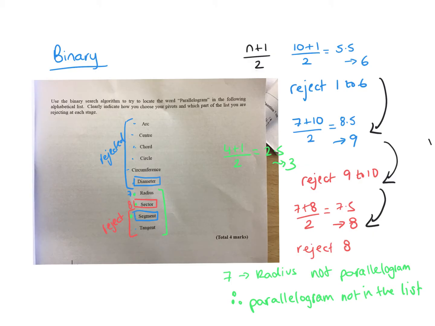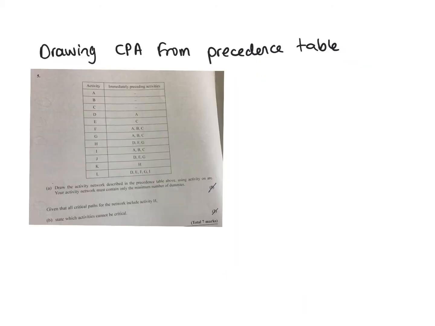Right, so drawing critical path analysis from a precedence table. Sometimes this can be quite difficult. What we just have to know is that there's a few things we have to take note of. Always draw in pencil and do not be afraid to rub out. You will get this wrong first time. So will I. And it's okay.